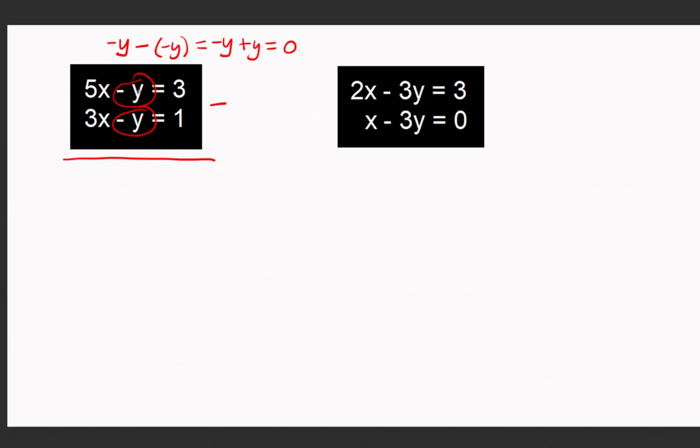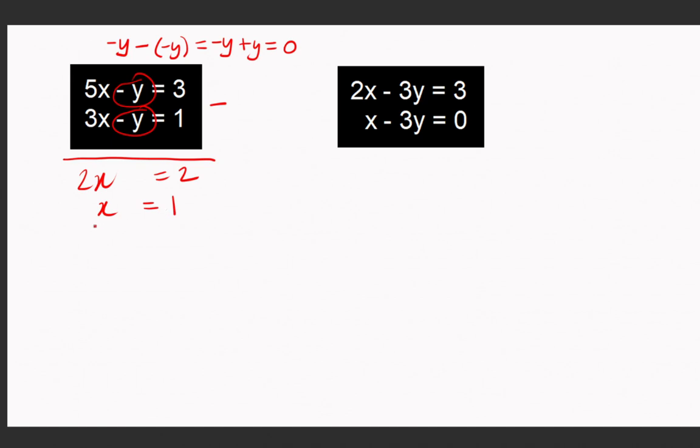Okay, so the rule with these types of equations is if you've got something the same, like here, y and y, and they both have the same sign, then when you subtract, it's going to disappear. It's going to give you 0, which is what we want to help us solve it. So 5x minus 3x, that's 2x. Minus y minus minus y is nothing. And 3 minus 1 is 2. So obviously that tells us that x must be equal to 1.